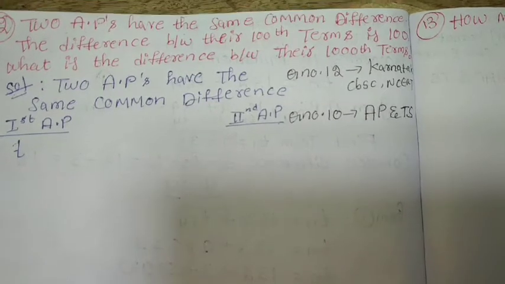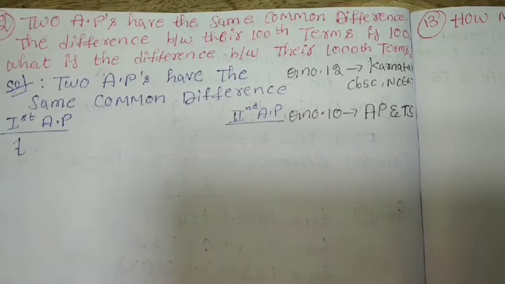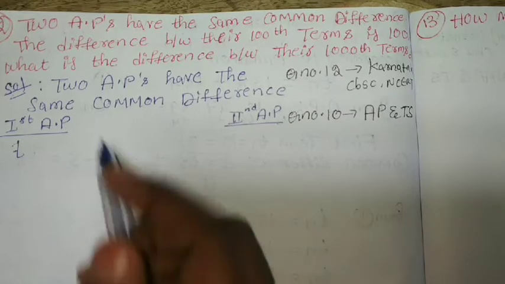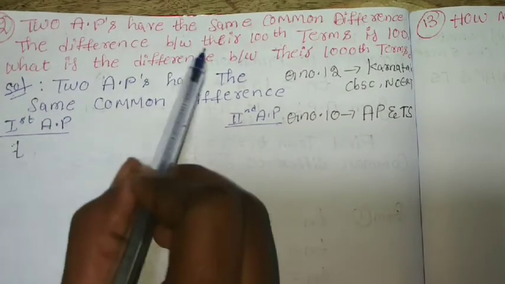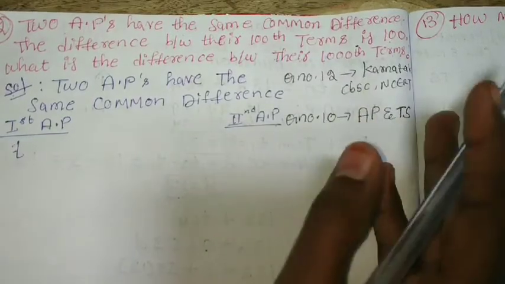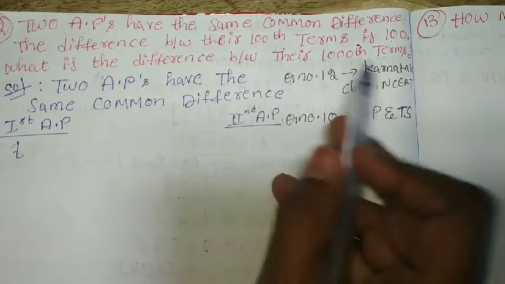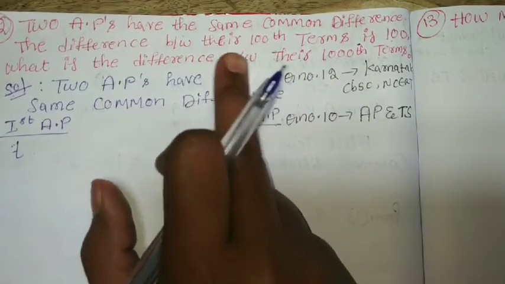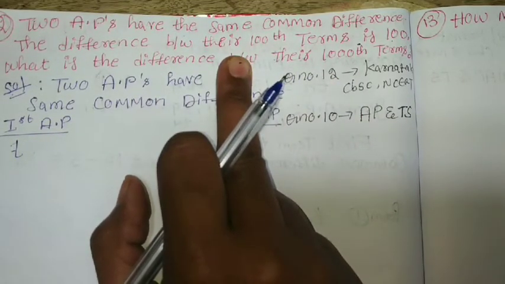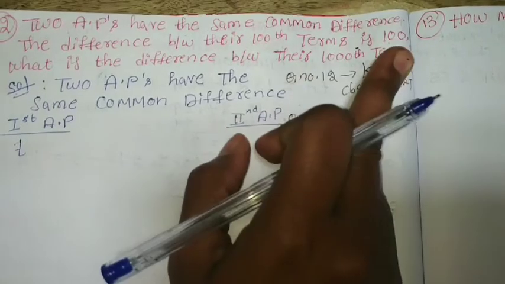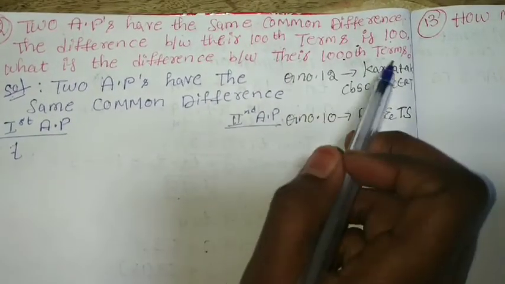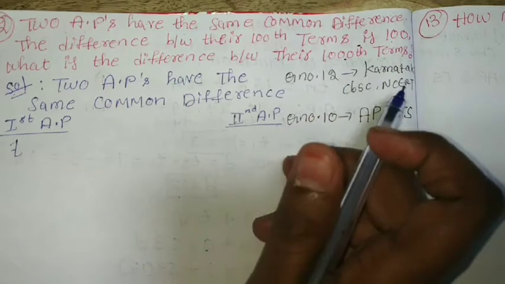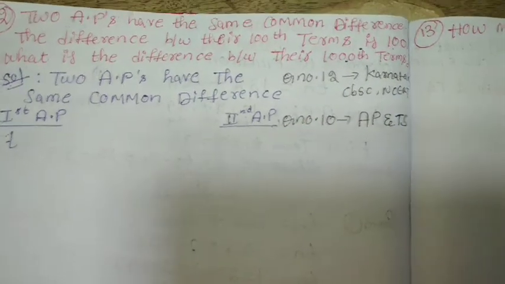Two arithmetic progressions. So we have two arithmetic progressions that have the same common difference, that is D. So what do we need to find? The difference between their 100th terms is 100. But what is the difference between their 1000th terms? We need to find this. Already they have given the difference between their 100th terms is 100. But what is the difference between their 1000th terms? If you can't understand, just see the solution. You can understand here. Okay.